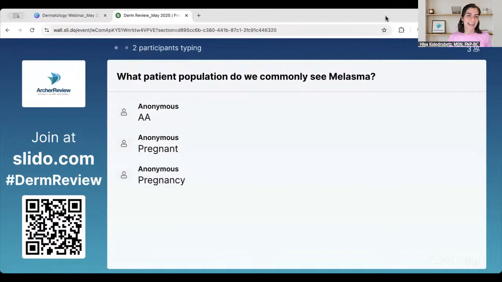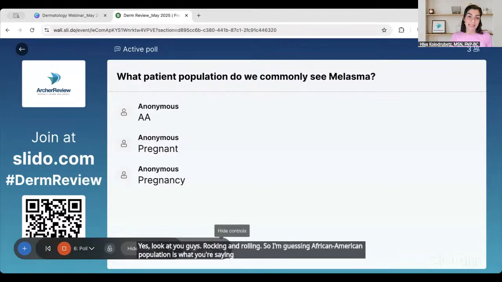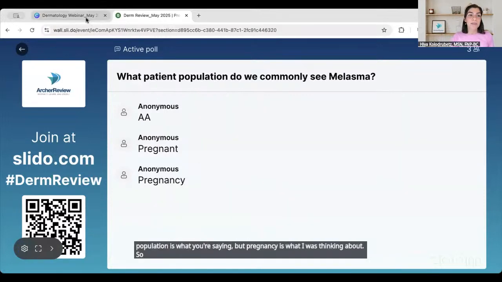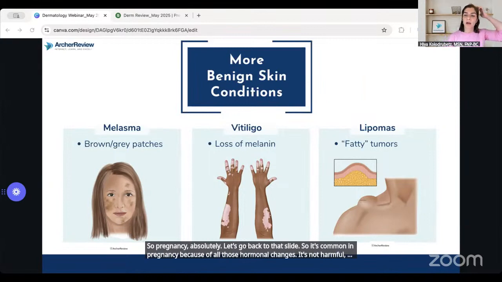Yes, look at you guys, rocking and rolling. So I'm guessing African-American population is what you're saying, but pregnancy is what I was thinking about. So pregnancy, absolutely. Let's go back to that slide. It's common in pregnancy because of all those hormonal changes. It's not harmful, but it certainly can affect mom's self-esteem.